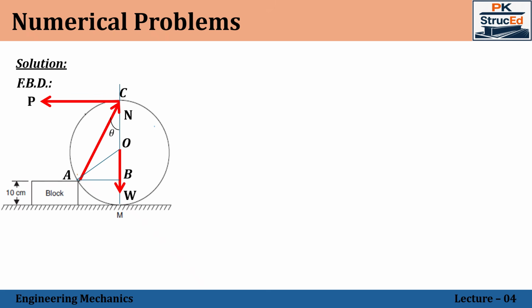Now we need to find the inclination of this normal force. For which we are assuming the inclination of the normal force with respect to the vertical as theta. So we need to find this theta. In order to solve for theta, let us establish a geometry, creating a triangle ACB and one more triangle with respect to the point O, that is OAB.